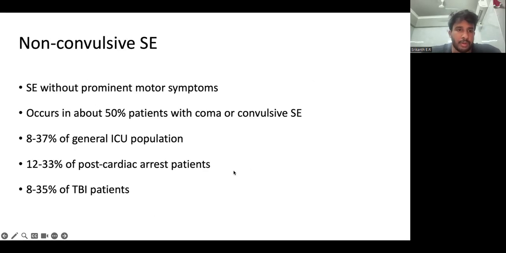So we look at non-convulsive status epilepticus now. This is status epilepticus without any prominent motor symptoms. They might have some motor symptoms, but it's not a proper convulsion basically. So this occurs in about 50% of patients with coma or convulsive status epilepticus.